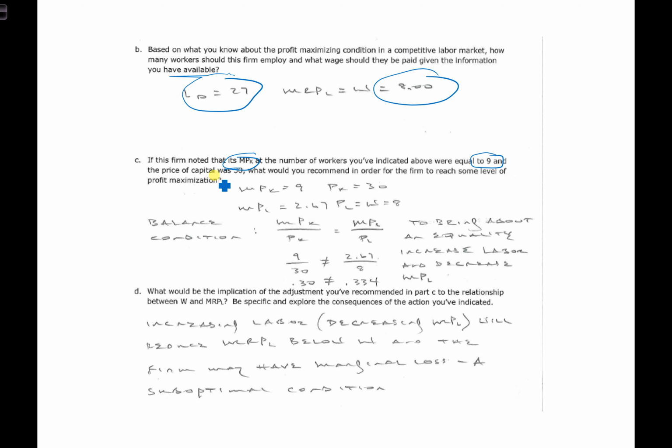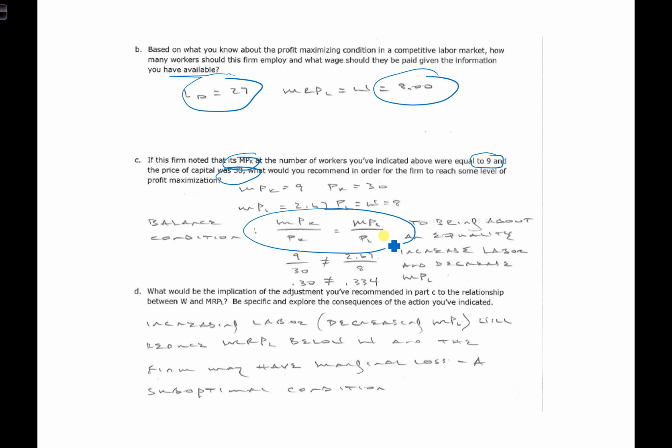And the price of capital was equal to 30, and asked you to recommend some level of labor or some relationship that the firm would have to meet to be a profit maximizing firm. I was looking for you to come up with a balance condition where the marginal product of capital divided by the price of capital is equal to the marginal product of labor divided by the price of labor. And the price of labor, of course, is the wage.